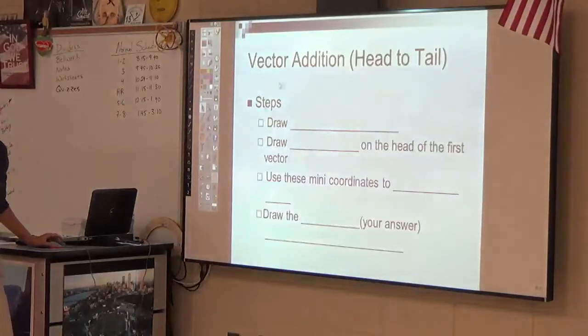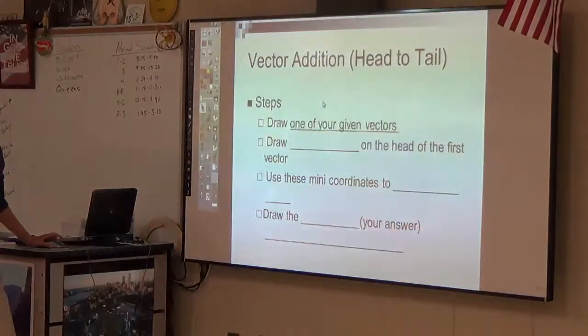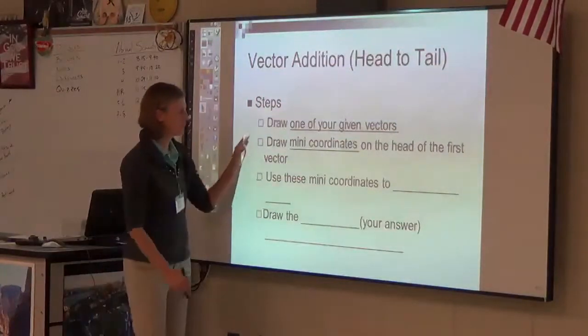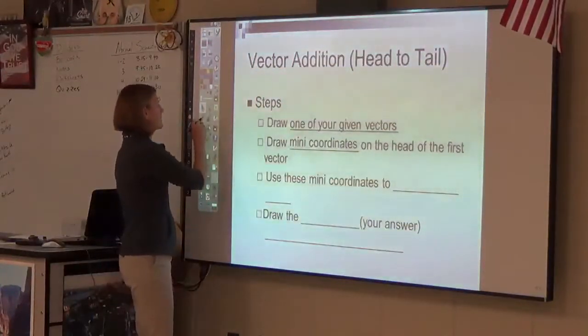So anyway, to do vector addition, sometimes they're simple enough to do in your head, sometimes you need to graph them out. I always suggest graphing them. Just start by drawing one vector. And I kind of made this part up. Draw mini coordinates on the head of this vector, like a little mini x and y axis.